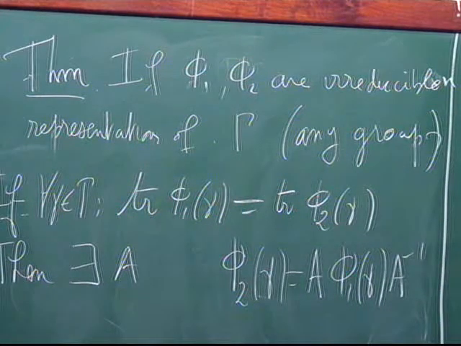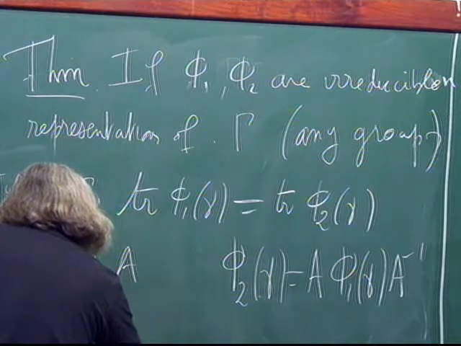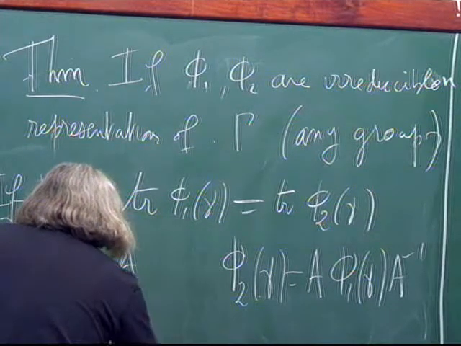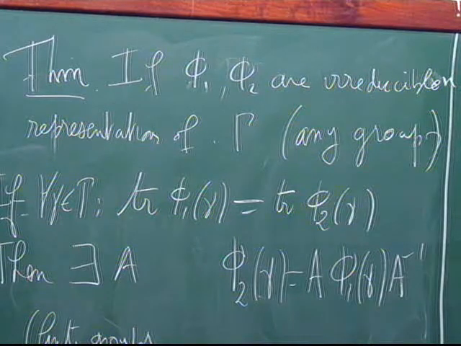Now, if you look in traditional books on representation theory, you find this theorem traditionally for finite groups. I think it's a classical fact. It says that two irreducible representations of the same finite group are conjugate if and only if they have the same so-called character. The character being defined as the trace of the matrix elements.